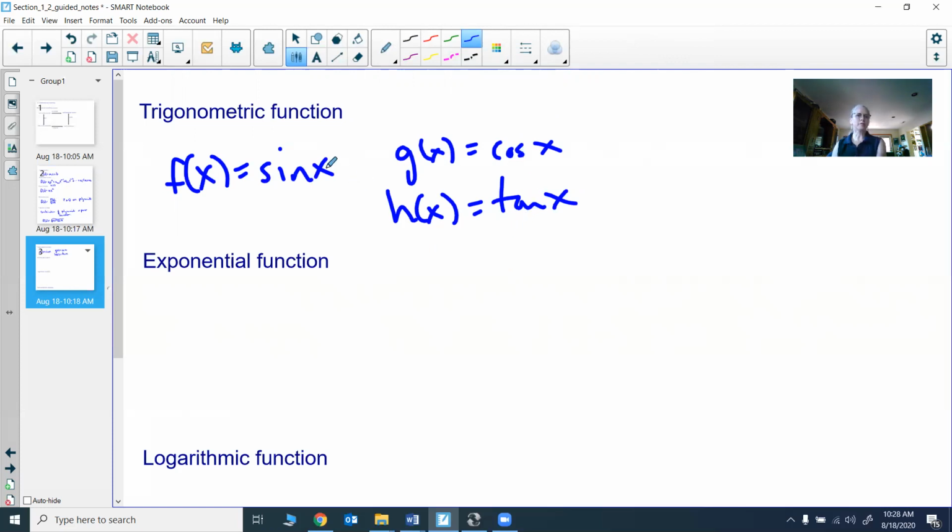We also could have their inverses. So you could have the inverse sine, inverse cosine, inverse tangent. You can also have the reciprocal functions like cosecant, secant, and cotangent. We don't work with them as much as we do the sine, cosine, and tangent, so I'm going to spend a little bit more time on these.